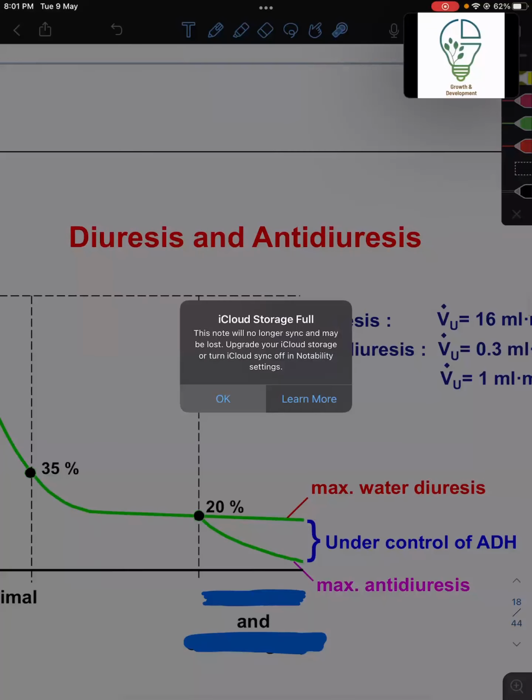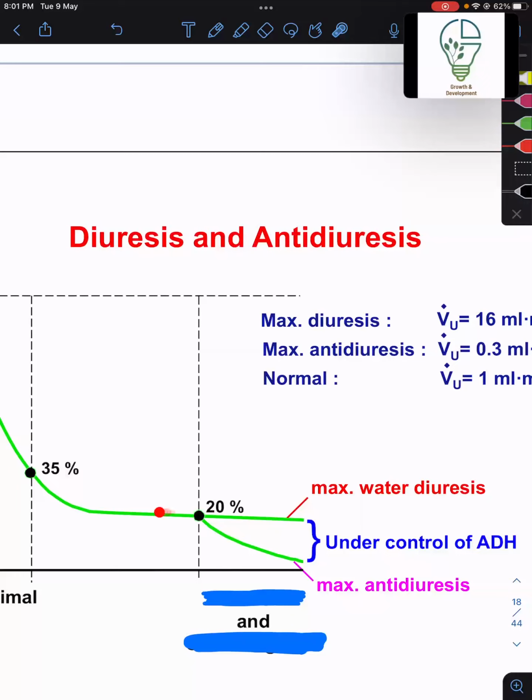If I have a lot of water that's still inside of my tubules, it means I'm not reabsorbing water, which means I don't have a lot of ADH. And then you can guess that this line over here is in the presence of ADH. Because there's ADH, it's concentrating my tubular fluid, which means my water concentration is going down, and the water is going back into my bloodstream.